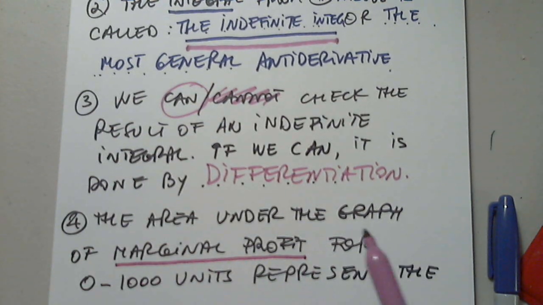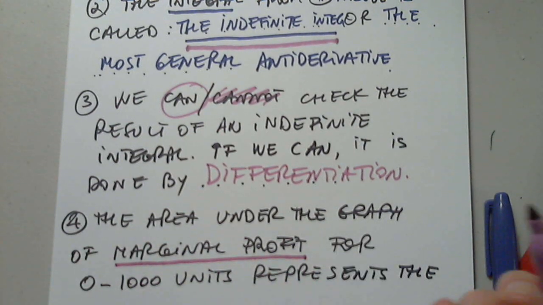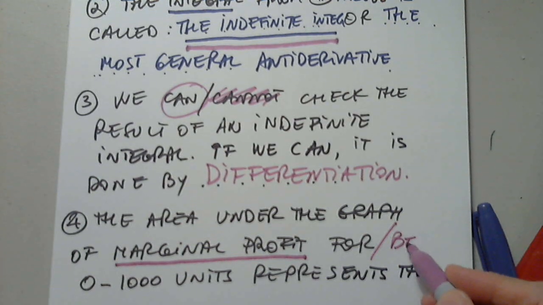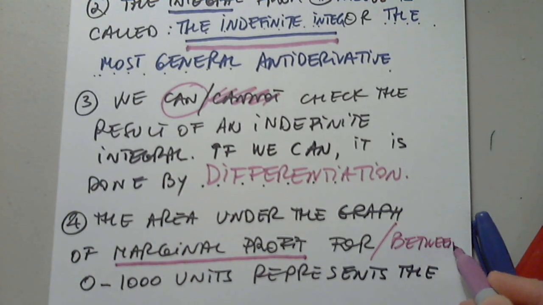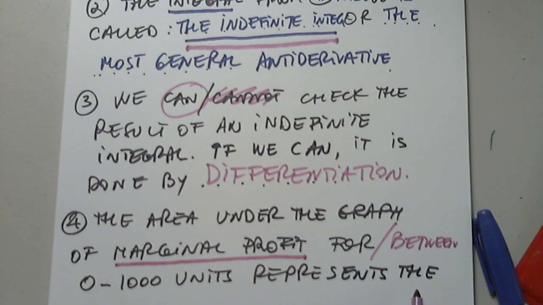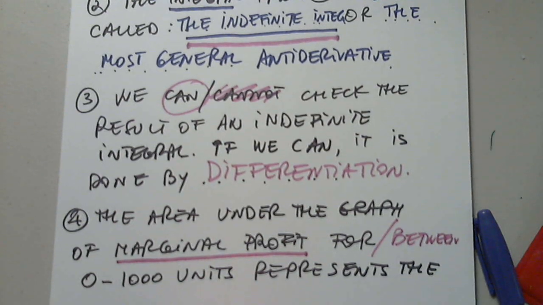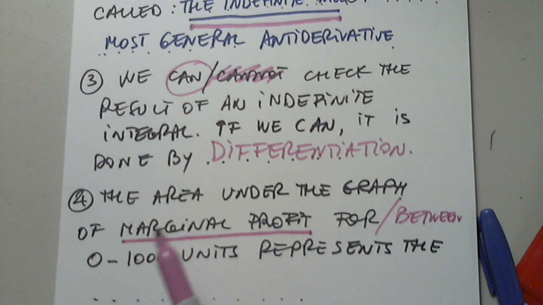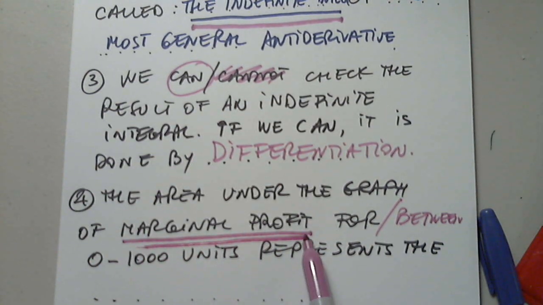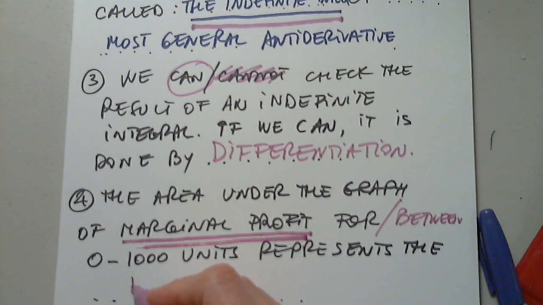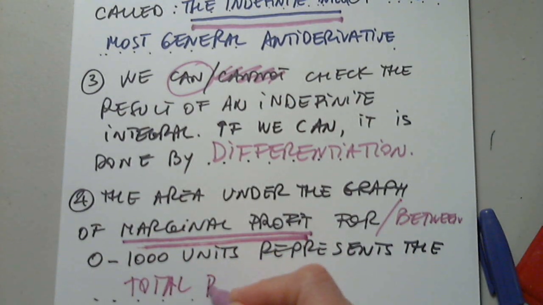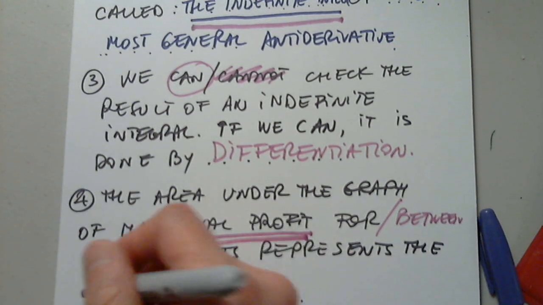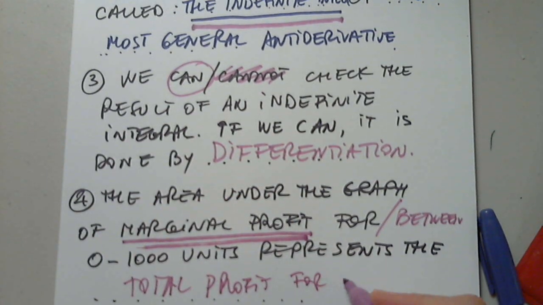marginal profit for, between, I should say, same thing, between 0 and 1,000 units represents the area under the graph of the marginal profit function between... total profit for 1,000 units. Awesome.